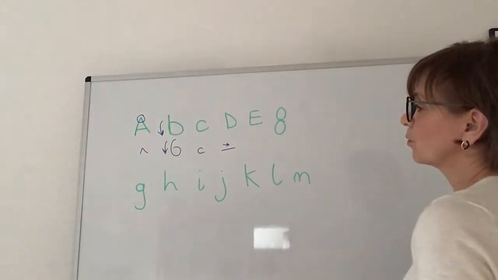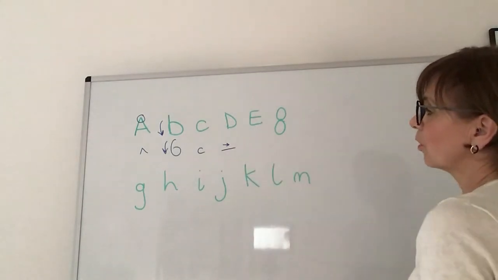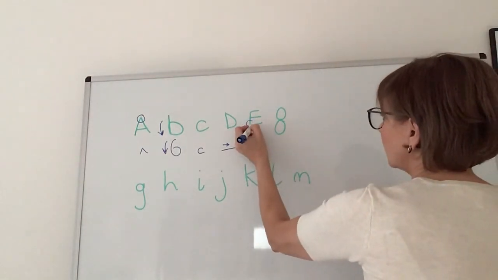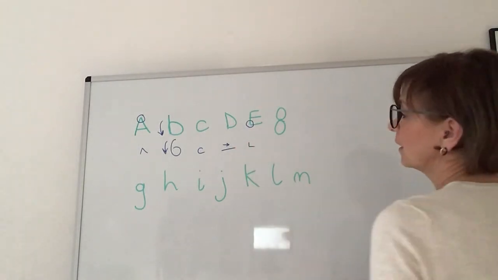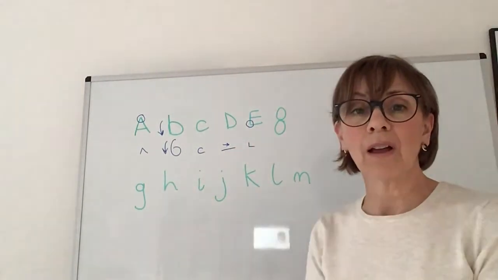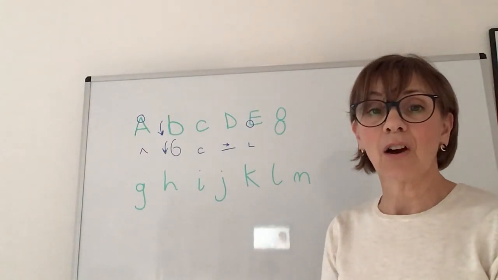B goes downwards towards the line, D goes across, and E is taken from the corner of a capital E. The vowels are smaller than the consonants, just as they are in longhand.